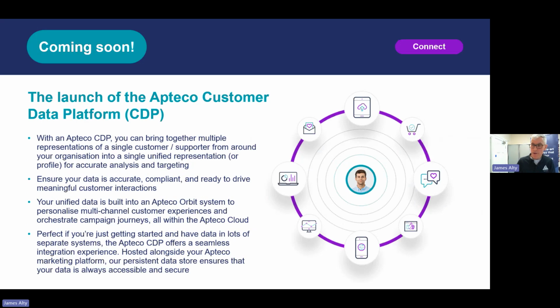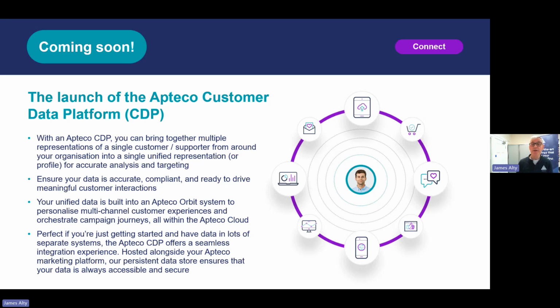We are also at the point where we are releasing the Apteco CDP version 1. And we call it version 1 intentionally because it has some constraints, and we know about those constraints. We can document them for you and describe exactly what it does, but it will help you build, or bring together, multiple representations of a single customer, supporter, donor, patient, whatever you're dealing with, into a unified representation. There are 32 rules, you might remember I showed at Apteco Live.